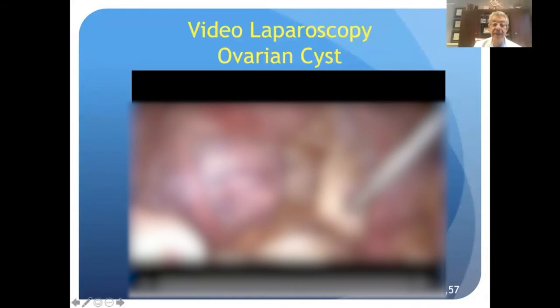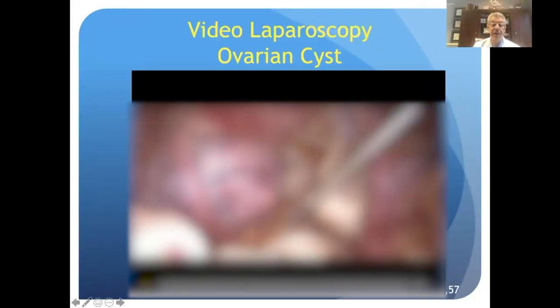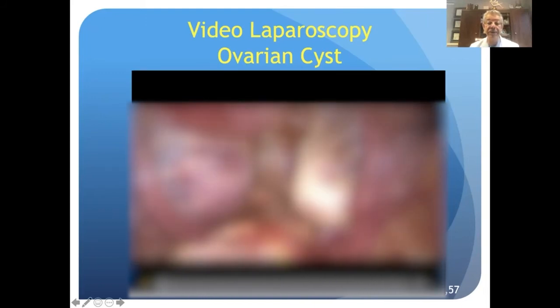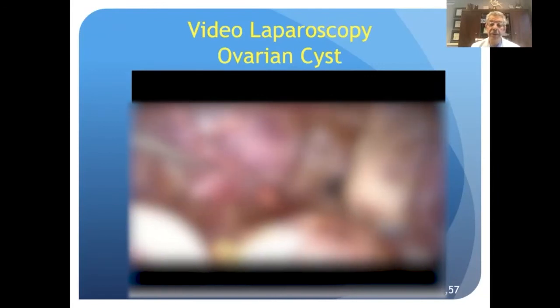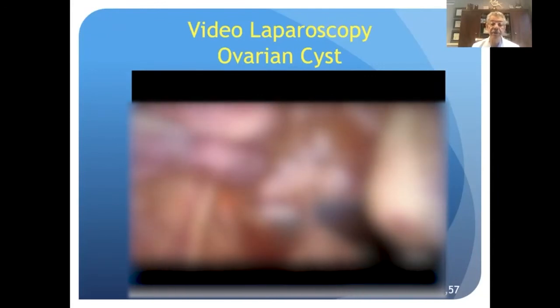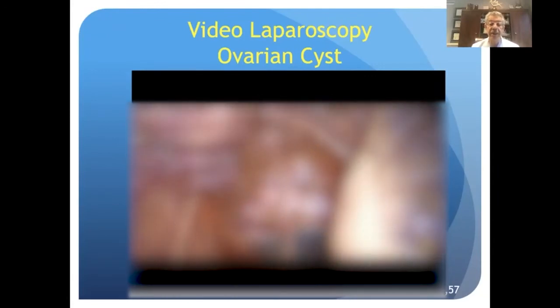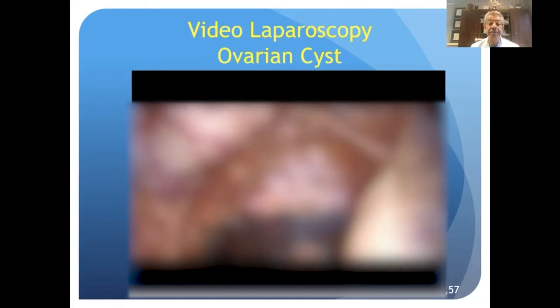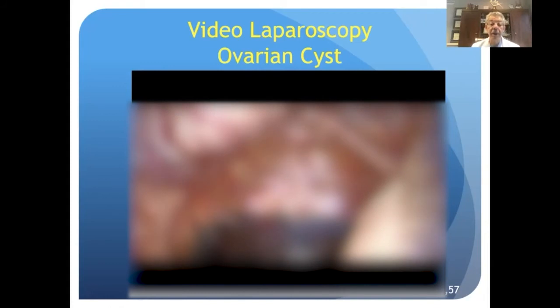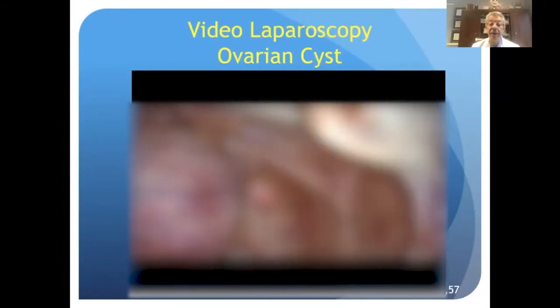So this is the case. As I mentioned, we do a thorough evaluation and then treatment. This is a 23-year-old with pain. You can see we do chromotubation, the right tube is free, the left tube is adhered to the left uterosacral ligament. She has endometriosis in the ovarian fossa down to the left pararectal and rectovaginal area. You can see all these lesions.